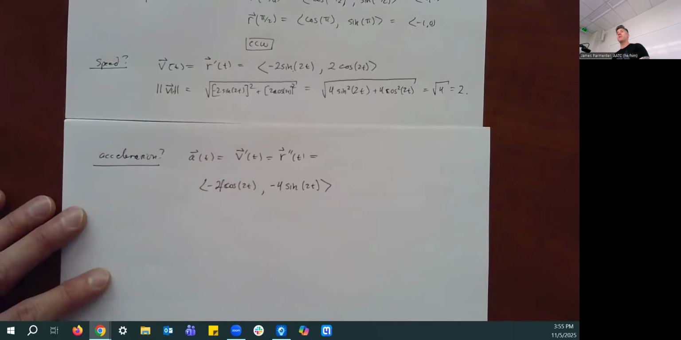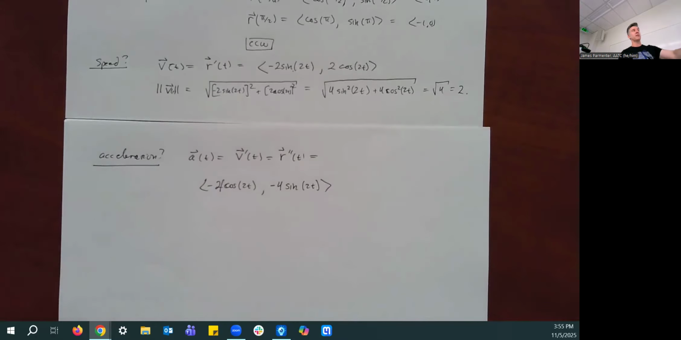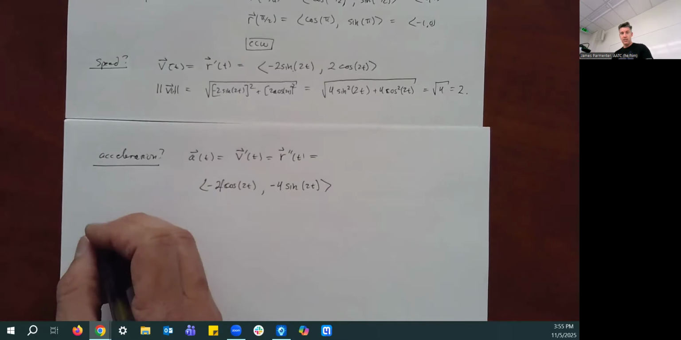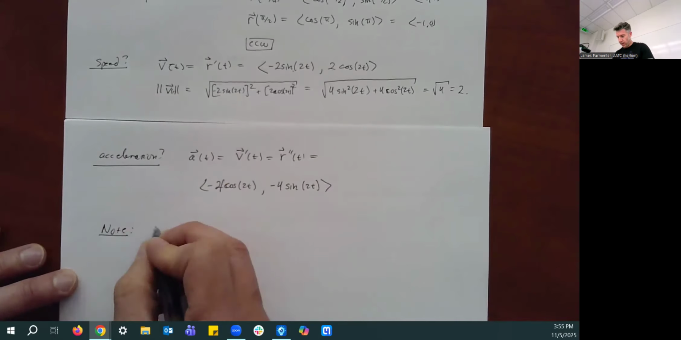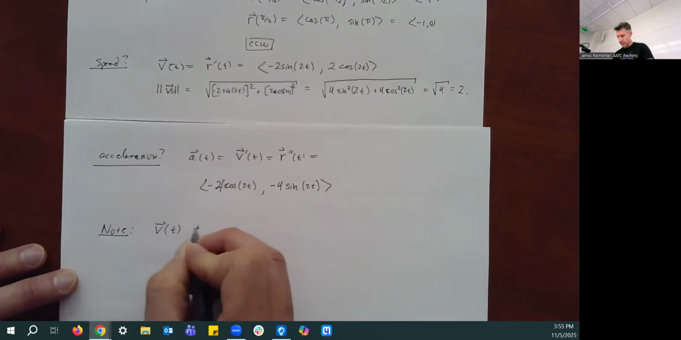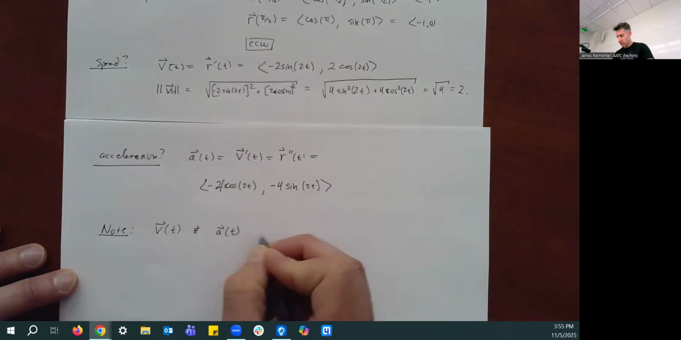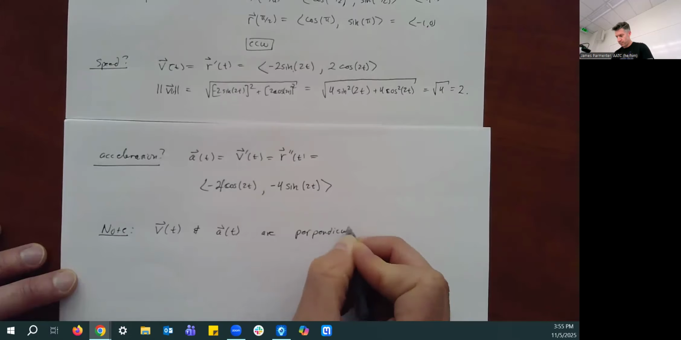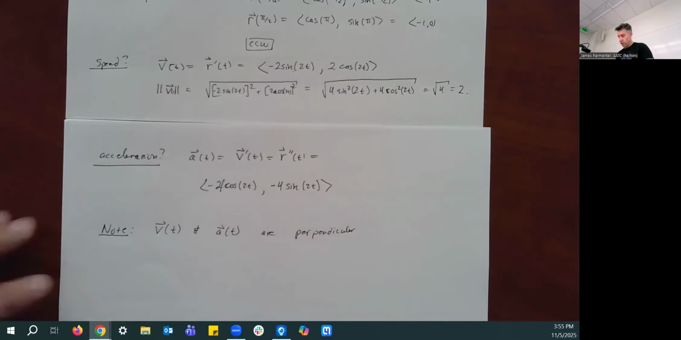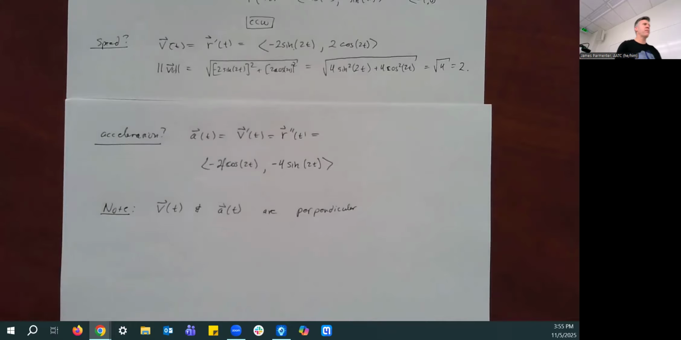And here is something that is true in this instance. In this instance, velocity and acceleration are perpendicular to each other. Let's check. So if we look at, how do we check to see if these are perpendicular?